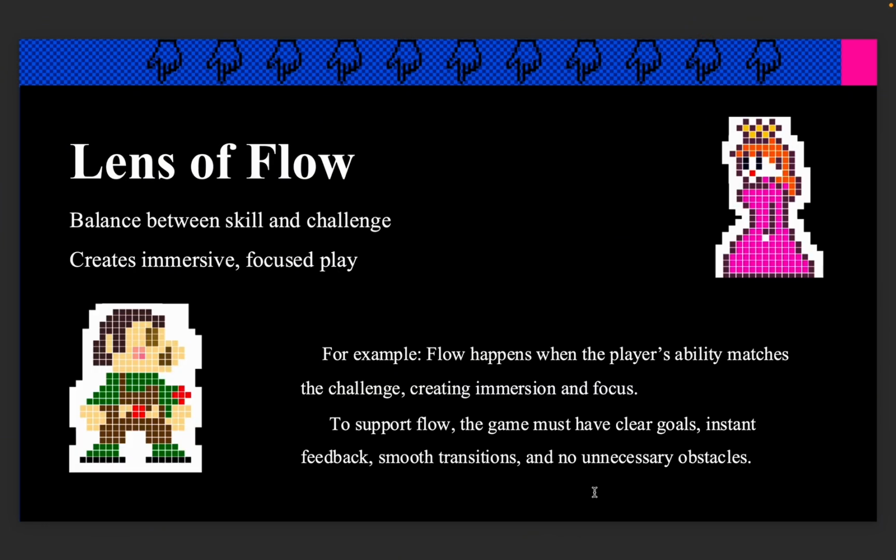The final lens I want to mention is the lens of flow. Flow is when players are so focused that they lose track of time. To create flow, a game needs clear goals, immediate feedback, and smooth transitions. This lens made me realize how important UX is. A confusing UI or bad pacing can completely break flow. As someone who cares about user experience and player comfort, I think this lens will guide many of my future design decisions.